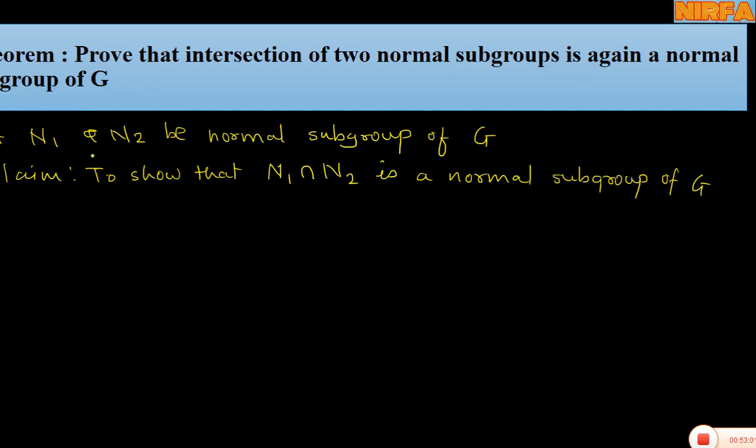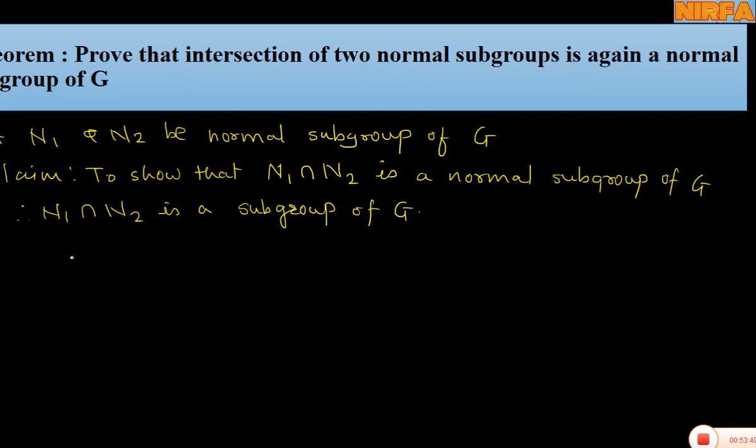But this is created by N1 and N2, and both are separately normal subgroups of G, meaning obviously they are subgroups of G. And we know the theorem from the subgroup section, the intersection of two subgroups is again a subgroup of G. So since N1 is a normal subgroup, therefore N1 is a subgroup of G, N2 is a normal subgroup, therefore N2 is also a subgroup of G, and the intersection of two subgroups is a subgroup, therefore N1 intersection N2 is a subgroup of G. Now we only have to show that this N1 intersection N2, which is a subgroup of G, is nothing but a normal subgroup of G.